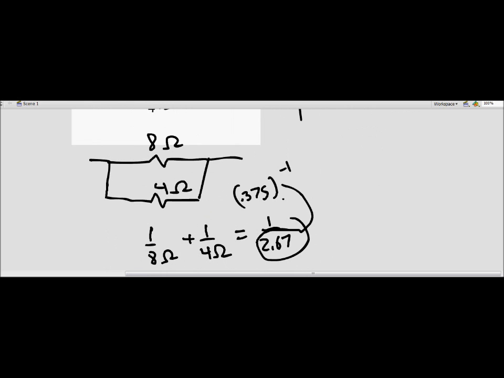Once we found that resistance, the thing that we can do is basically redraw this whole circuit as a single resistor.